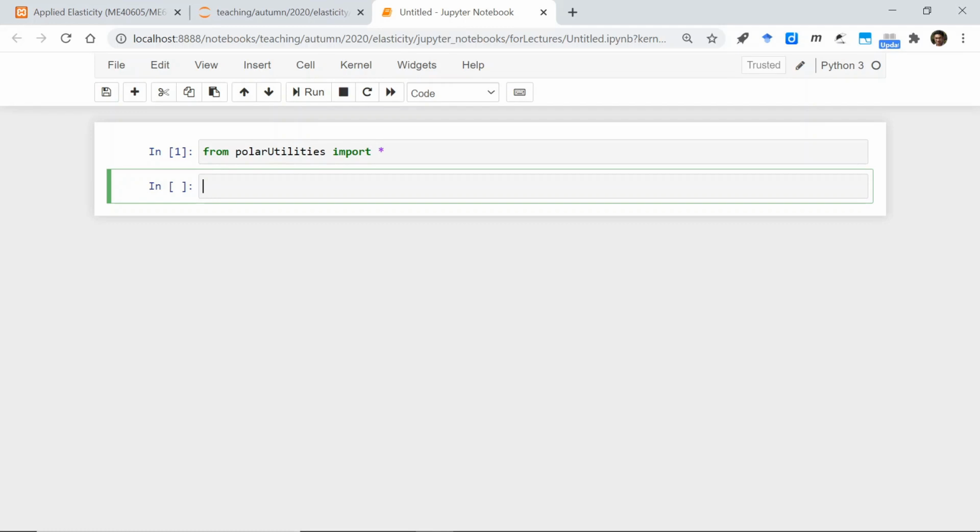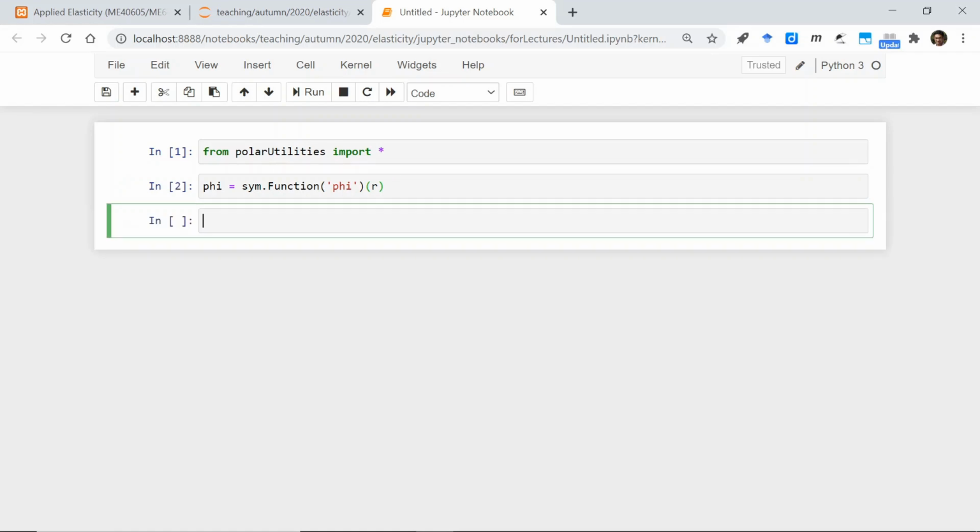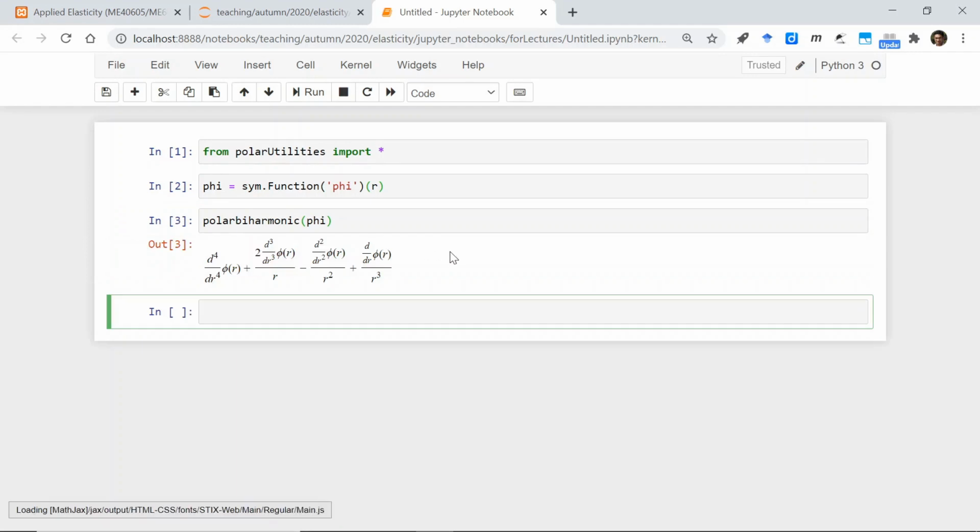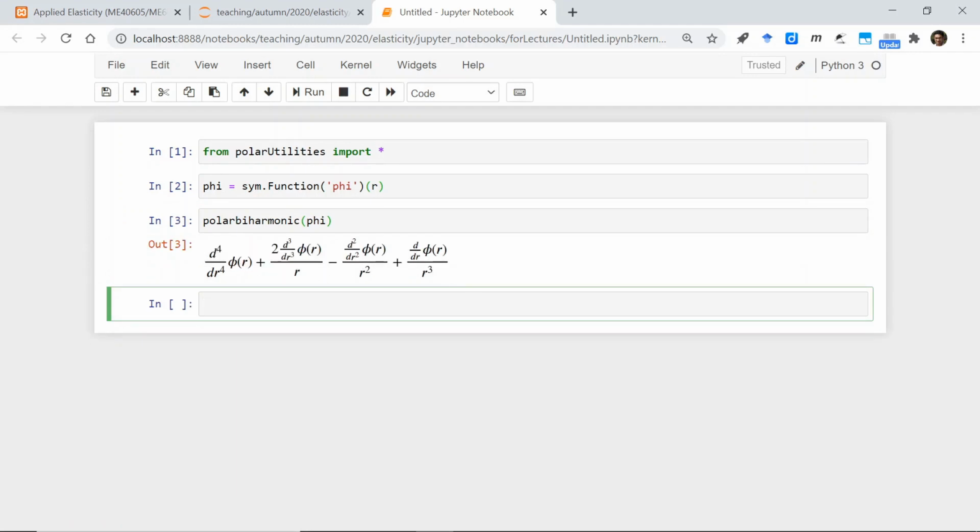And so likewise, I'll set up an Airy stress function which will be theta independent. It will only have a dependence on r. All right, and as before, I can find out the polar biharmonic of this function, and you see, because I have set it up to be independent of theta, there are only the terms involving the r here.